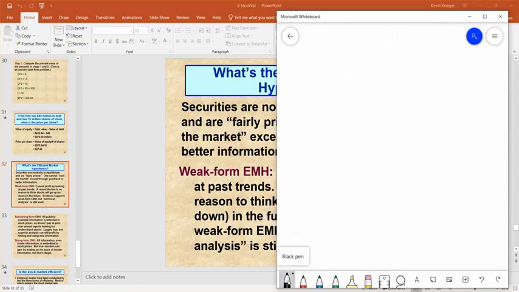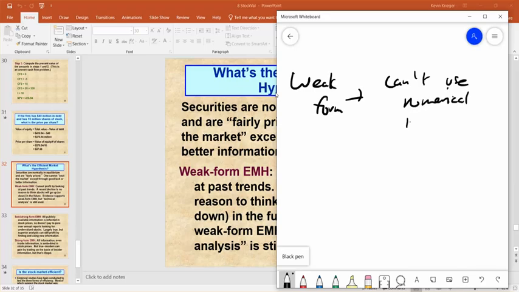The weak form can't use numerical info and especially trends in the price to beat the market.